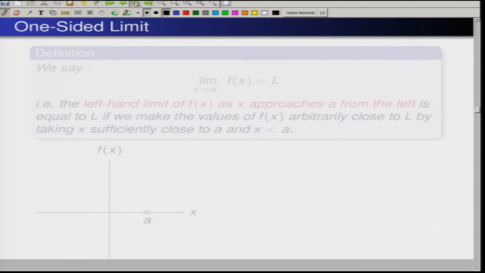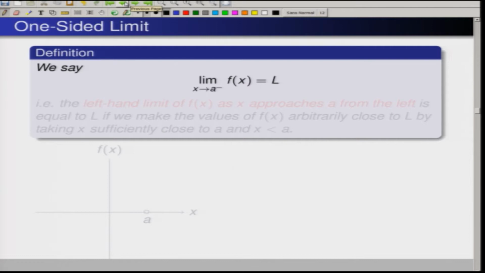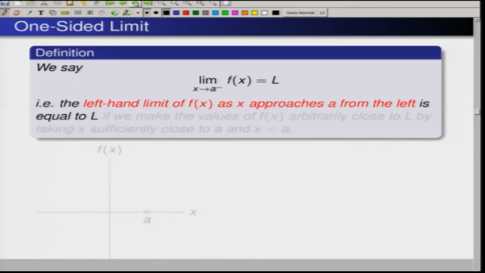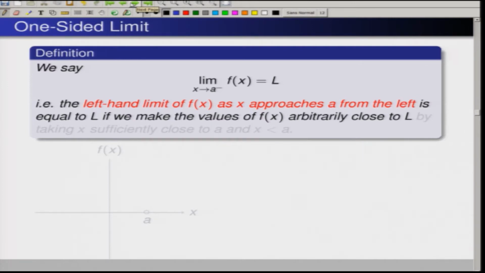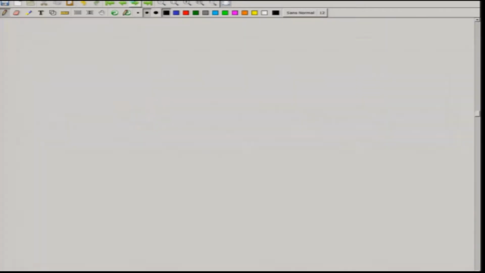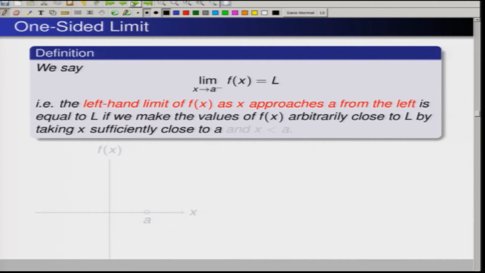Now we define limit x goes to a minus f of x is equal to L. That means the left hand limit of f of x, as x approaches a from the left, is equal to L. We make the value of f of x arbitrarily close to L, as close as we want, by taking x sufficiently close to a, and not only that, x has to be less than a. That means you are approaching from the left.